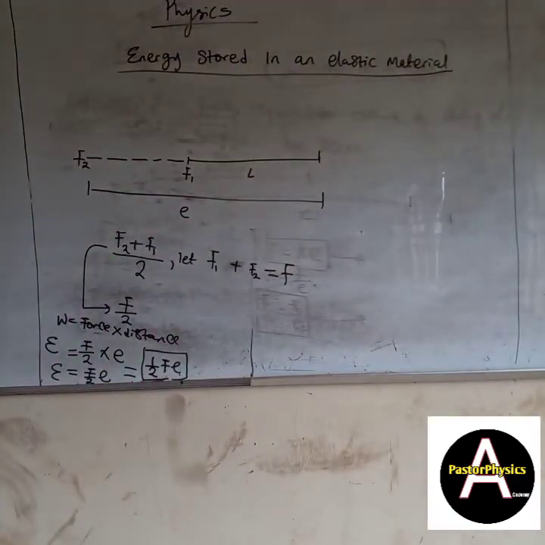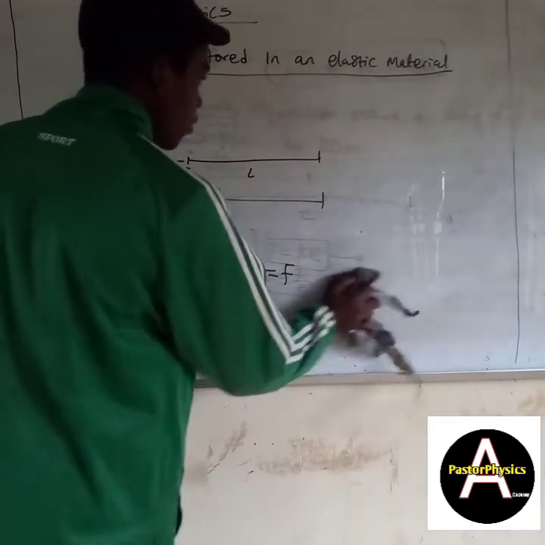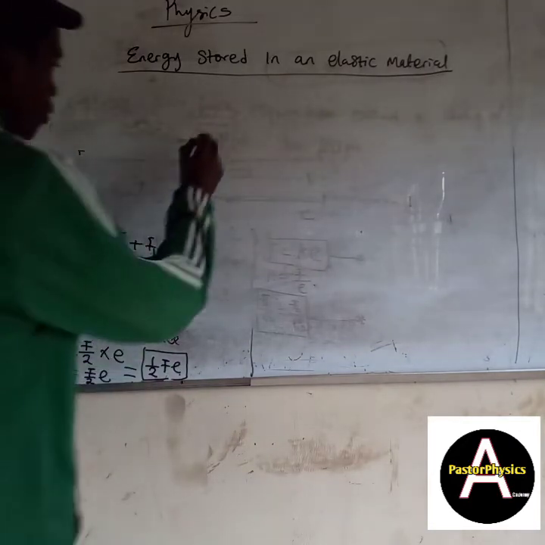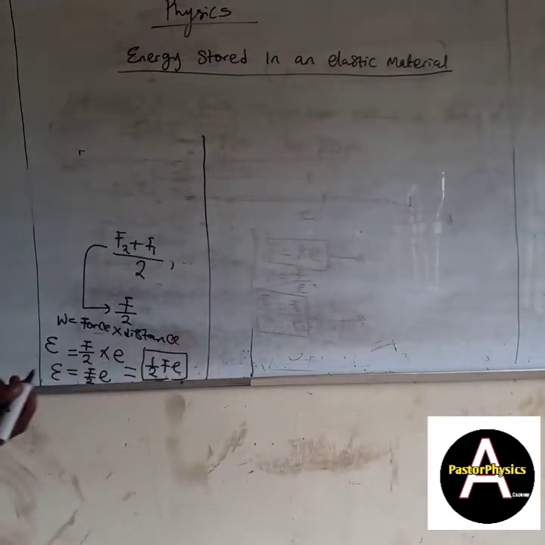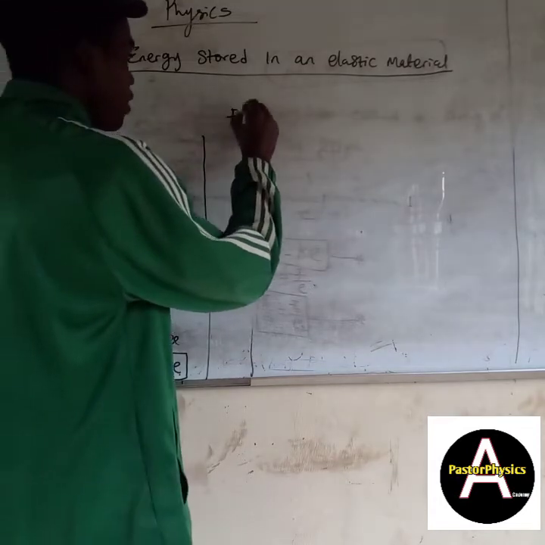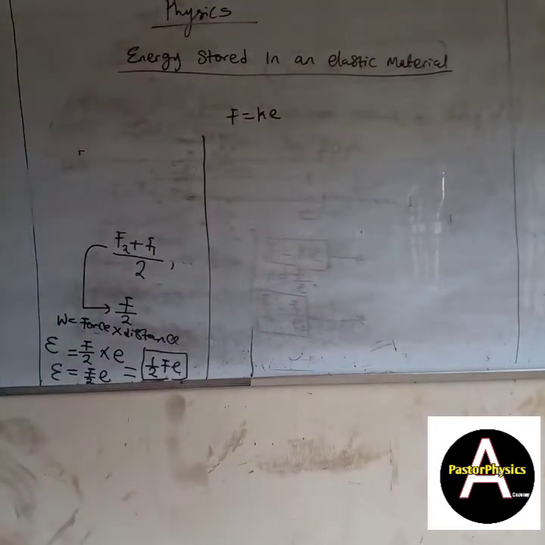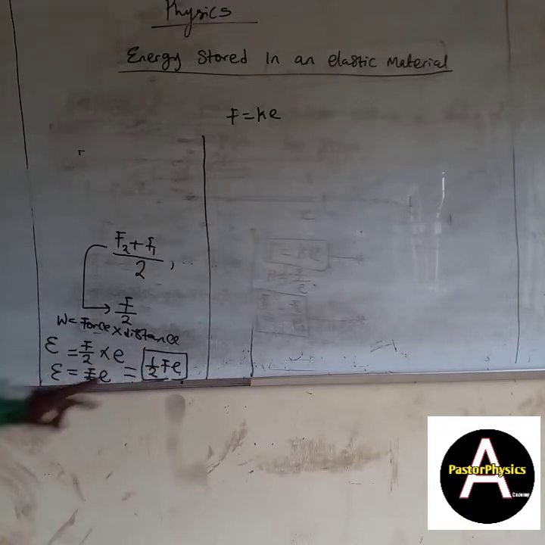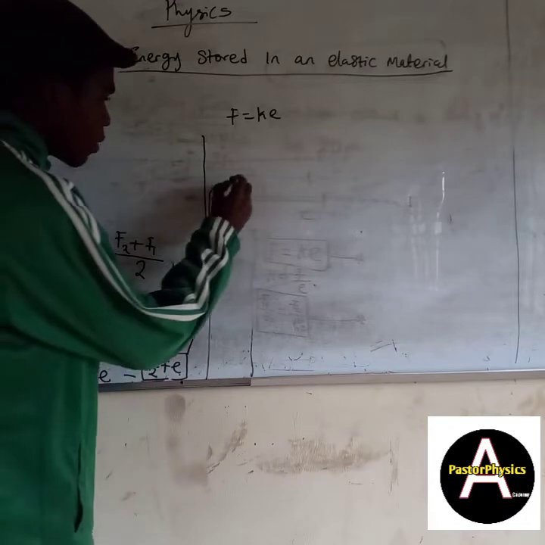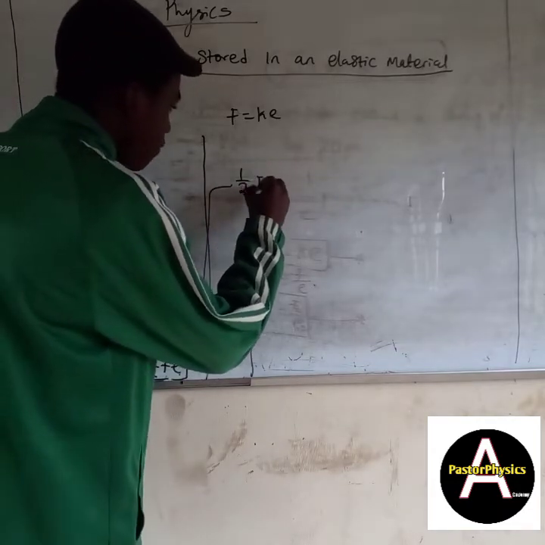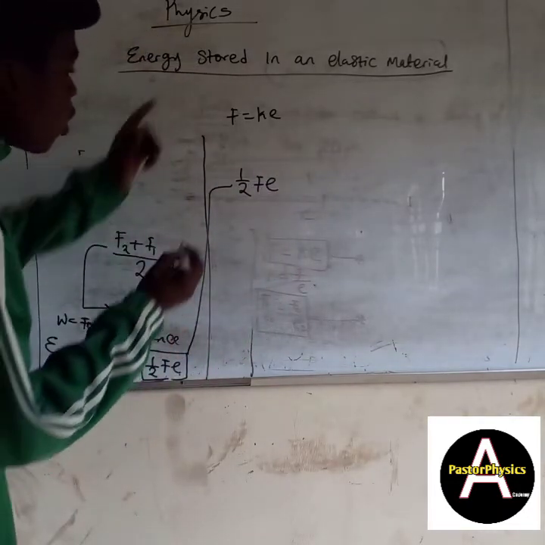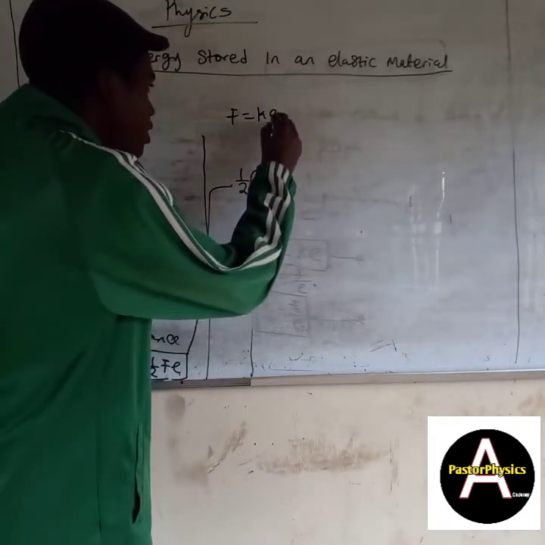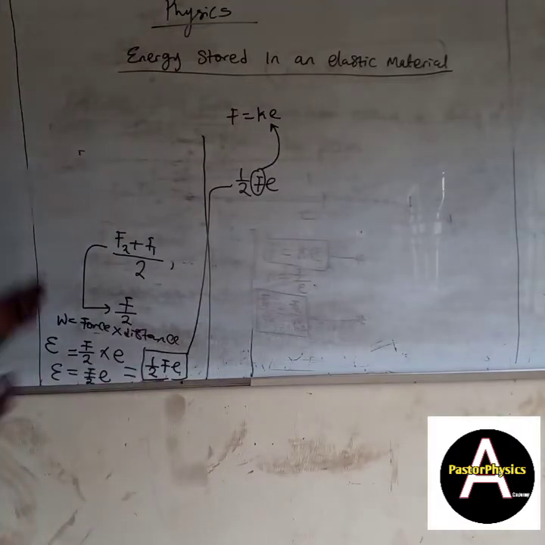Now, let us add another formula to it. Remember from Hooke's law. Hooke's law says that what? F is equal to what? Ke. True or false? Now, F is equal to Ke, and from this formula we have 1 all over 2 Fe, right? Now, what if we replace this F? Since F and Ke are equal, what if we replace this F with Ke? What do we have?